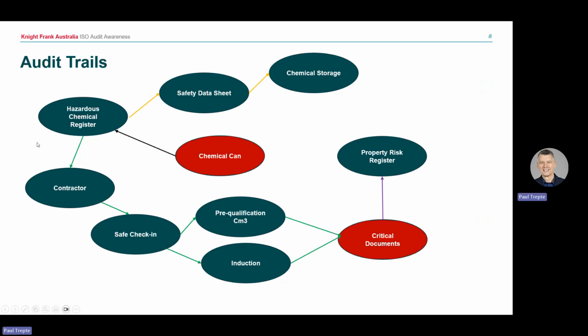Or alternatively, they may look at which contractor left that particular chemical in the plant room. Did they check into site? Are they pre-qualified? Have they done the induction? And did they get access to critical documents? And again, a third trail that may come from that is, was the property risk register made available to them?